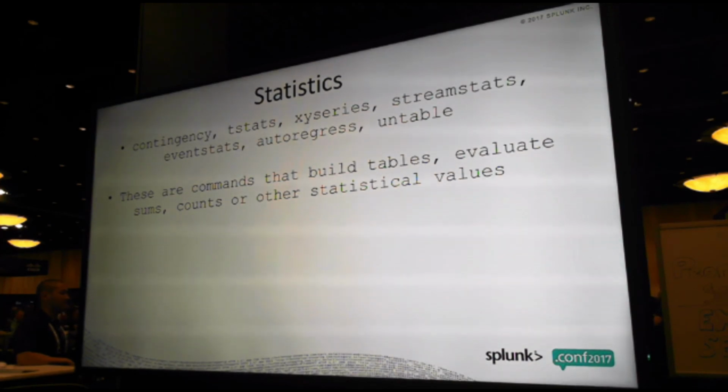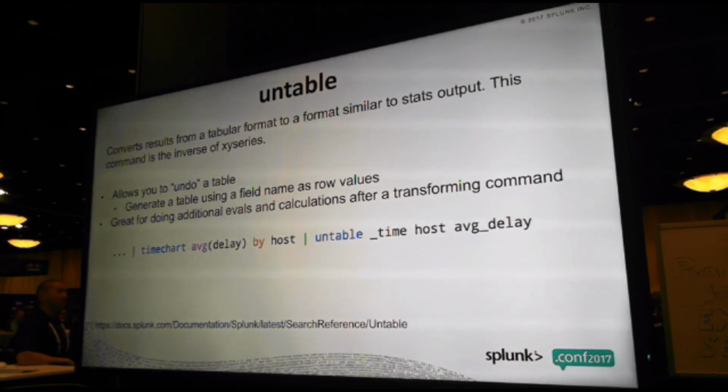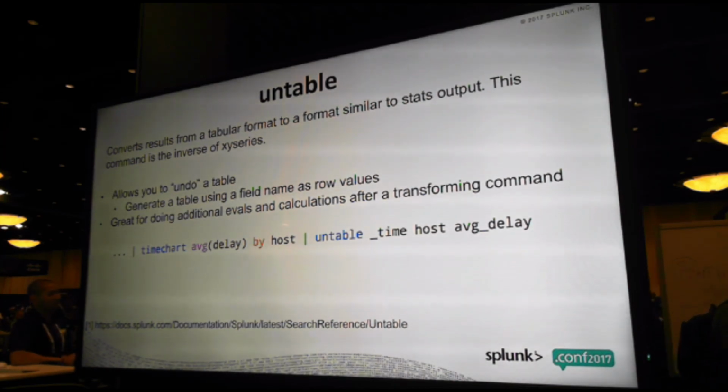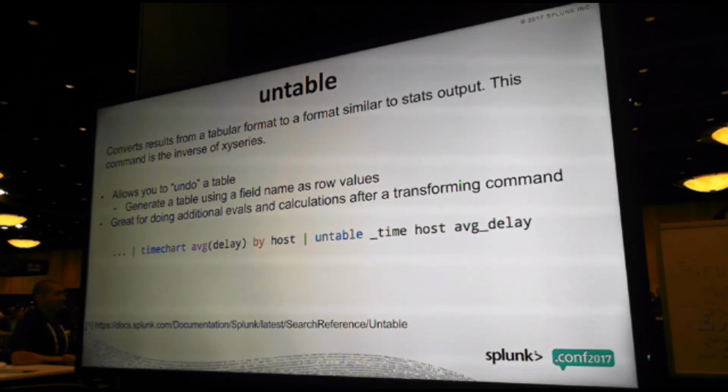Now we'll cover some of the statistical ones. These are commands that build tables, evaluate sums, counts, or other statistical values. So untable converts results from tabular format to a format similar to stats. This is the inverse of xyseries, essentially allowing you to undo a table. So what does that actually look like? Well, here's one of the commands, average delay by host, and then you untable it into a decomposed state.